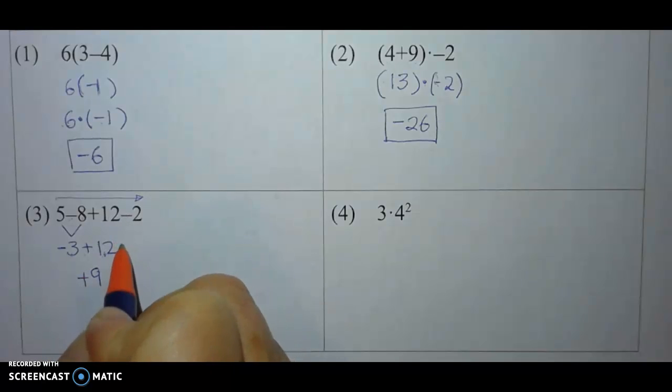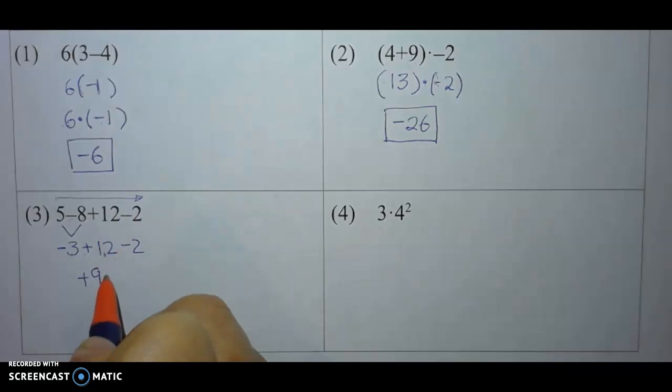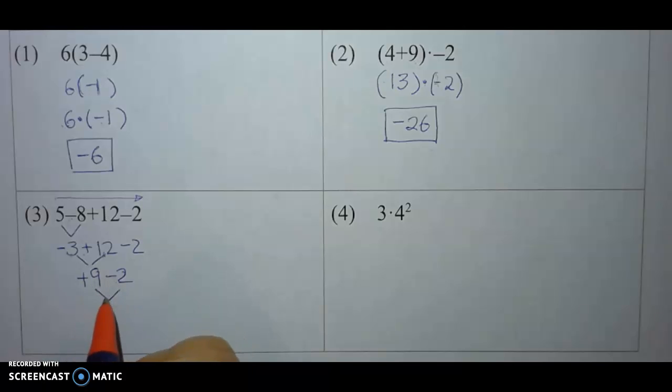Oops, I should have brought down this 2 over here as well because we can't forget the 2. Now we're going to bring down the 2. Okay, so we've just evaluated this. Now we're going to evaluate 9 plus negative 2. Again, we are adding two numbers with opposite signs, so that means we need to find the difference. 9 minus 2 is actually just 7.